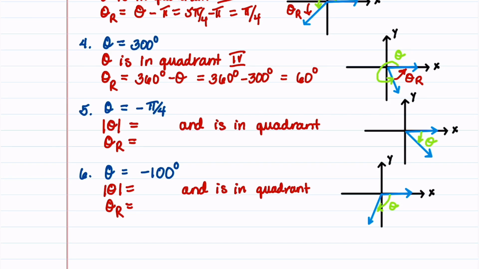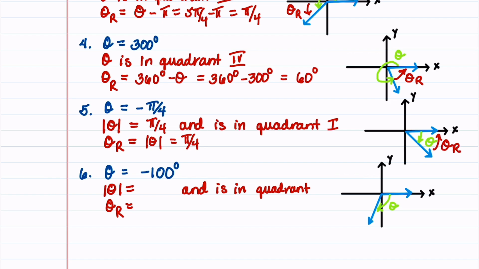In our last two examples, theta is negative. In our fifth problem, theta is equal to minus pi over 4. Because theta is negative, we're going to work with the absolute value of theta instead to determine the formula for finding theta sub r. The absolute value of theta is pi over 4, and the absolute value of theta is located in quadrant 1. So that means that theta sub r is the absolute value of theta, which is pi over 4. And we can notate theta sub r in our graph like this.